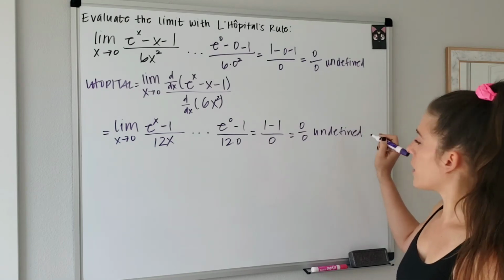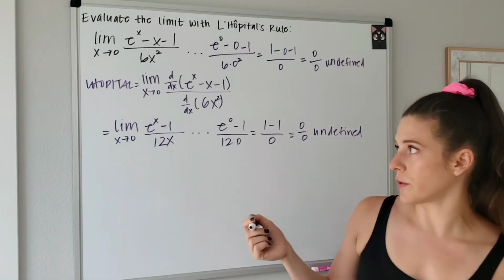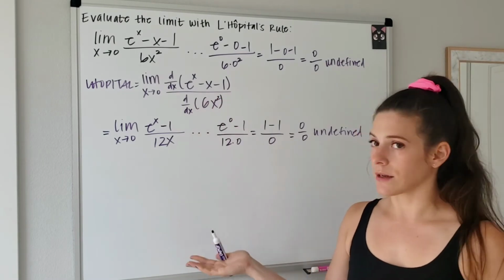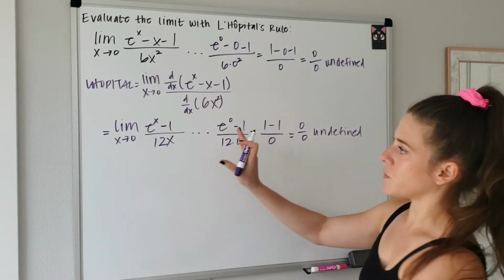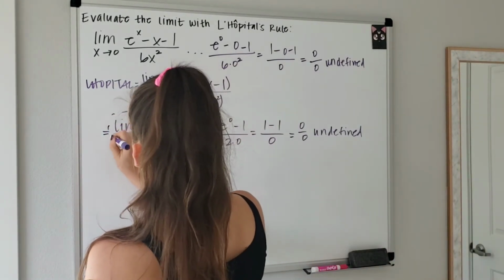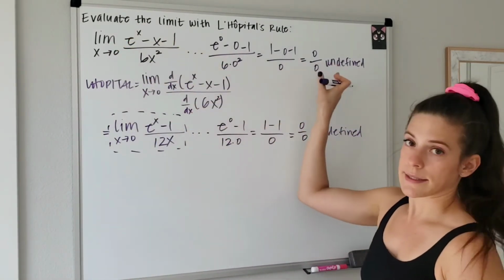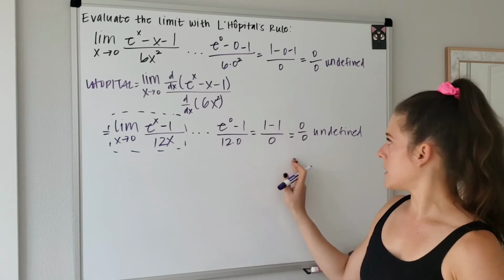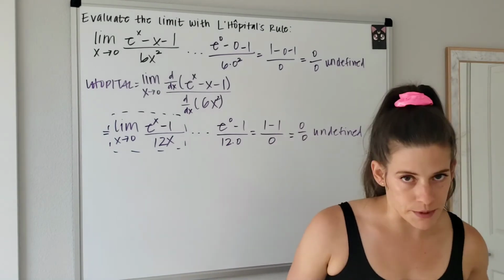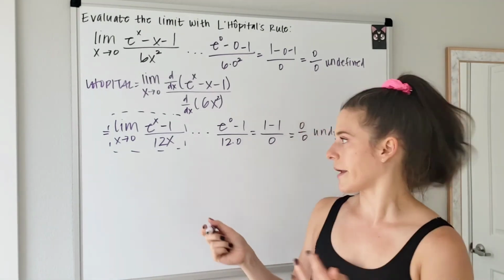This is the kind of problem where we're just going to do L'Hopital's rule as many times as we need to get to the answer. If this was our original problem, we would do exactly what we did before: evaluate the limit as is, see that it's undefined, and use L'Hopital's rule. So let's just do that again.